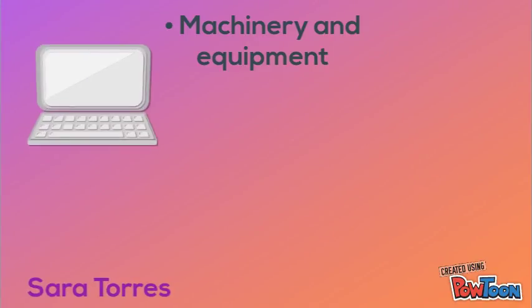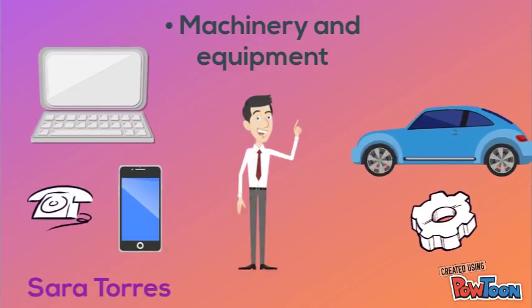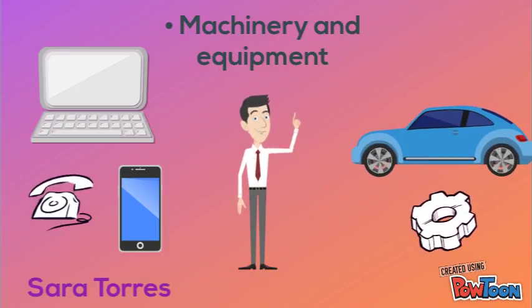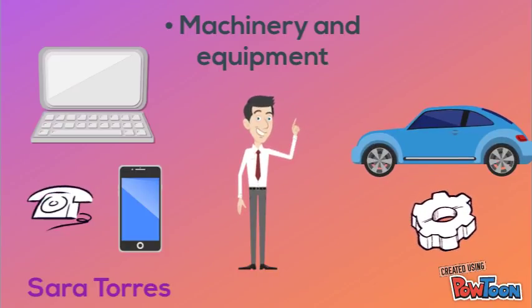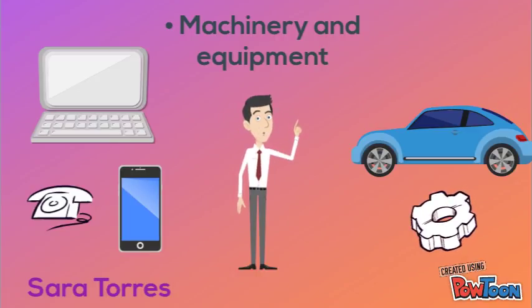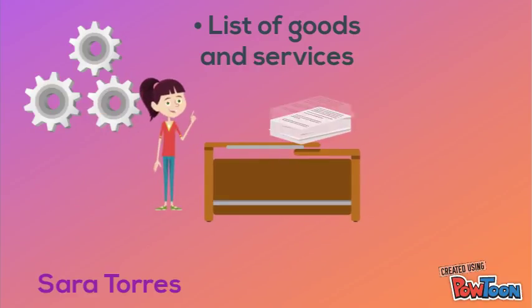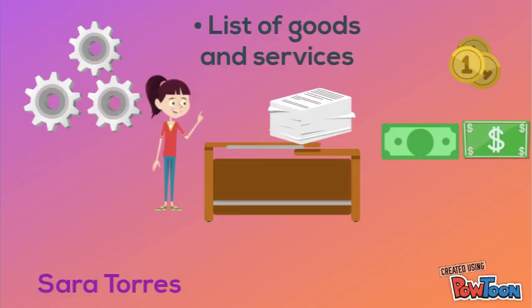Machinery and equipment. Based on the technology and the processes that were chosen, you need to point out the selection criteria of the machinery and equipment. List of goods and services. In this list, you must include the cost and investment expenditures, for example, production, administration, sales, and cost.